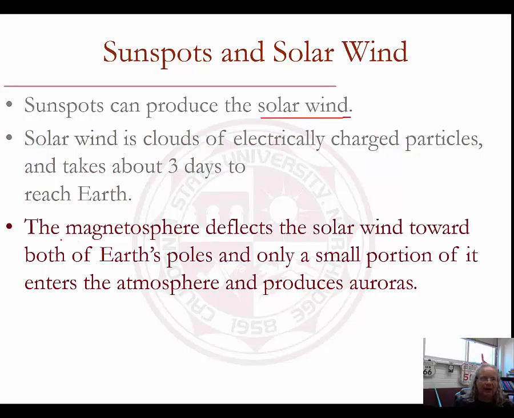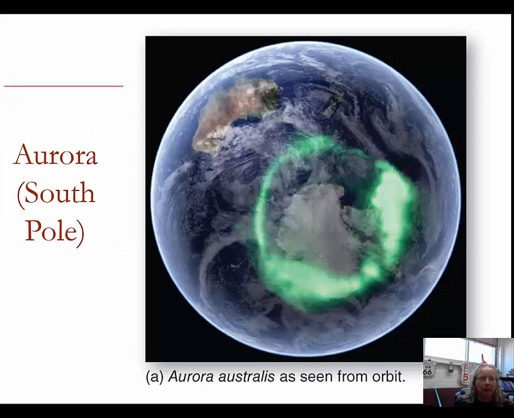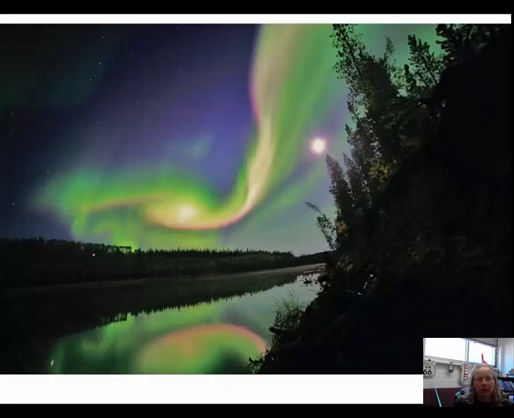and when they hit the Earth's outer atmosphere, something called the magnetosphere, which is the magnetic force field that is around the Earth, it deflects that solar wind at the poles, and only a small portion of it actually enters the atmosphere. When it does, it produces auroras, which you've heard of, perhaps the northern lights, or in this case the southern lights. Here's Antarctica in the middle, and these are charged particles hitting the Earth's atmosphere and interacting with the Earth's magnetic field. From the ground, this is what it might look like.